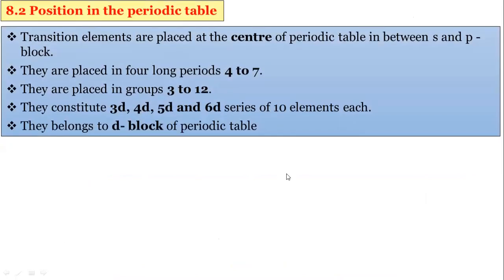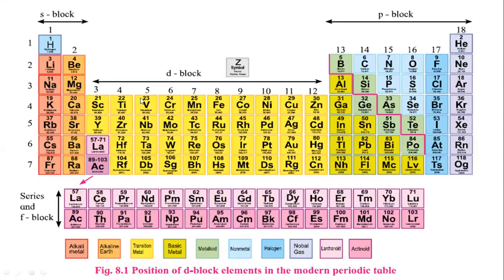So, let me explain the position of the transition elements in the periodic table, because for the board examination, the question will be asked: write the position of the transition elements in the periodic table, for 1 mark. So we have to write the position. These transition elements are kept in between s block elements and p block elements, from group number 3 to group number 12. Also mention the periods: 4th period, 5th period, 6th period, and 7th period.